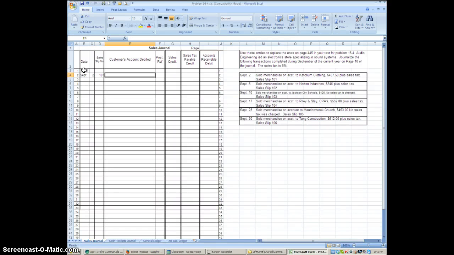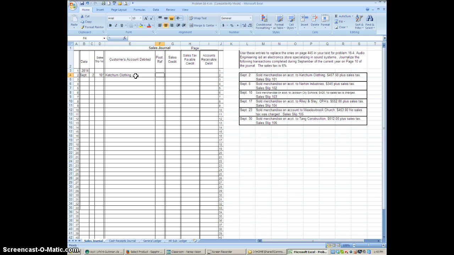The customer account that is debited would typically be accounts receivable, Ketchum Clothing. But since it's a given that this is going to be accounts receivable, since the sale is on account, you can drop accounts receivable because as you can see over here, you've got a heading that says accounts receivable debit. So we know that whosoever name you put in here is going to be an account receivable. So all we have to do here is type in Ketchum Clothing.